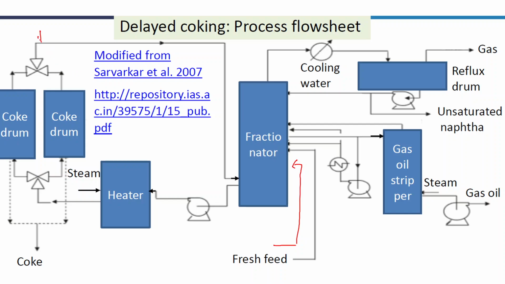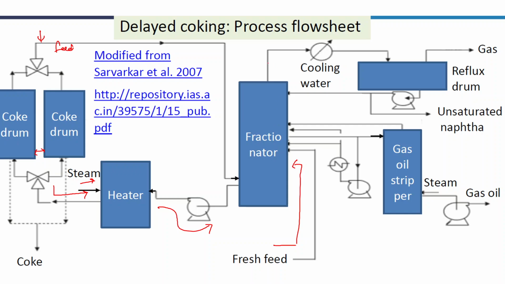So from here, we take the feed. It is sent to the coke drum. Then it stays for some time, and cooking takes place. After cooking, the heavier products are sent to the heater along with the steam. Due to the high viscosity, it is pumped to the fractionator using a pump. And this heated feed along with the steam enters the fractionator.